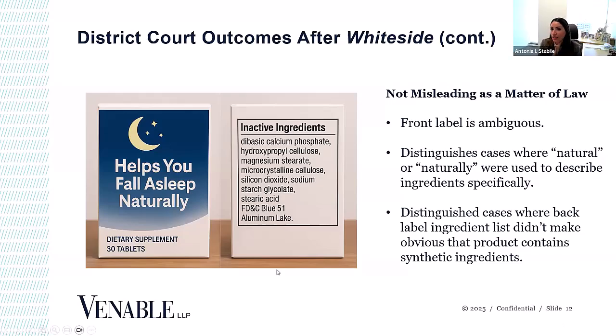Yeah, I mean, this case strikes me as an outlier. Most of the time when we're seeing natural and naturally, we are not getting decisions saying that that's ambiguous. So I think just a little caveat, something to note about this case.